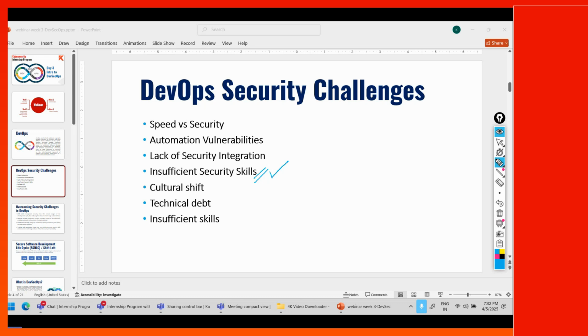Again, technical depth is not there, right? Even though people are working in security, they don't have enough knowledge to focus on. They may be good and have knowledge about security, but not to the extent that they can secure the application. That becomes a major problem, right?